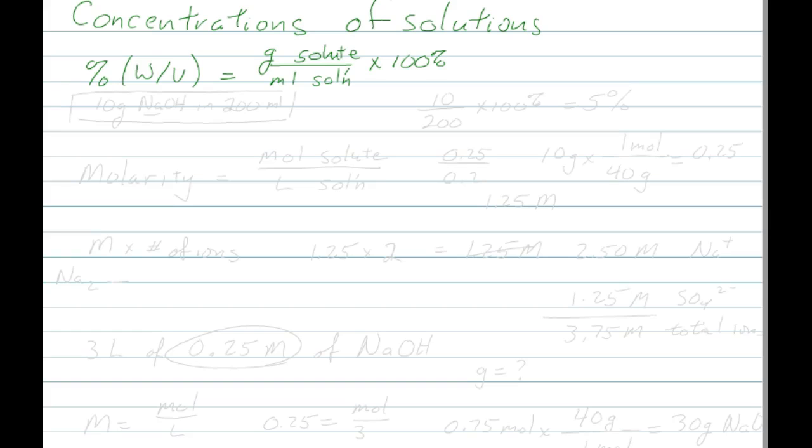So if you have, say, 10 grams of NaOH in 200 milliliters of solution, what would be the percent weight per volume? It'd be grams, 10, over volume, 200, times 100%. So you reduce down and you get a 5% solution.